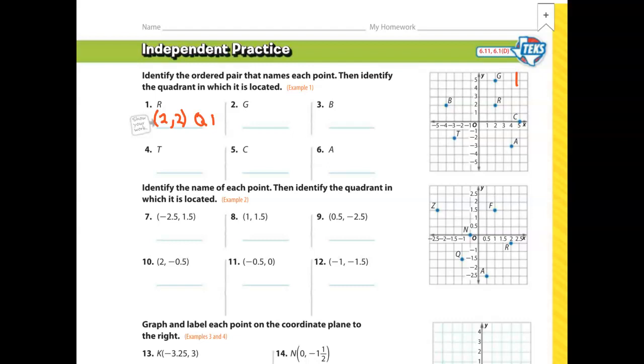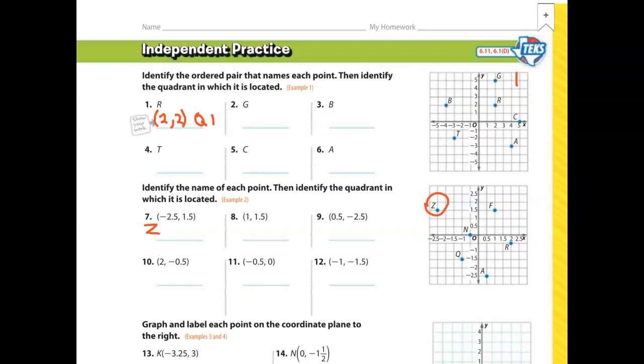On 7 through 12, it says identify the name of each point, and then identify the quadrant. Okay, so we're looking for what letter is at -2.5 and 1.5 positive. So we start at 0, and if we're going negative, we go to the left first. We go all the way to 2.5 negative. Then we go up 1.5 positive, and the letter would be Z.